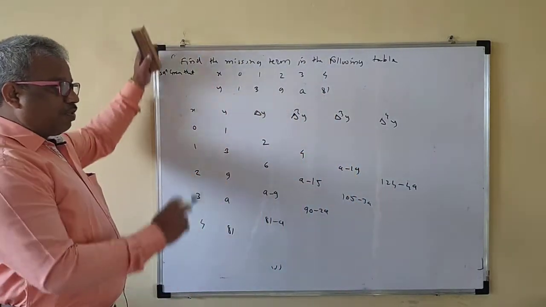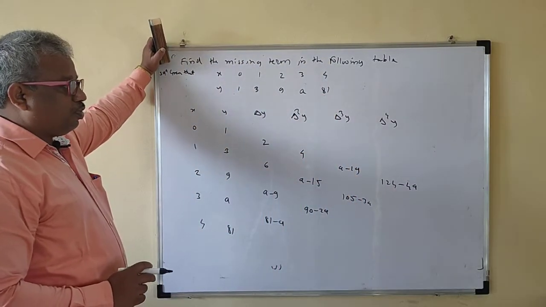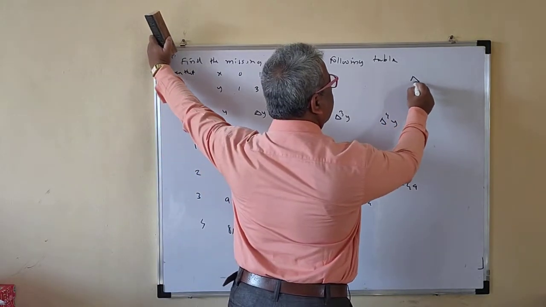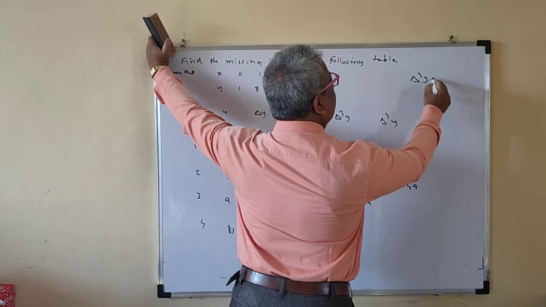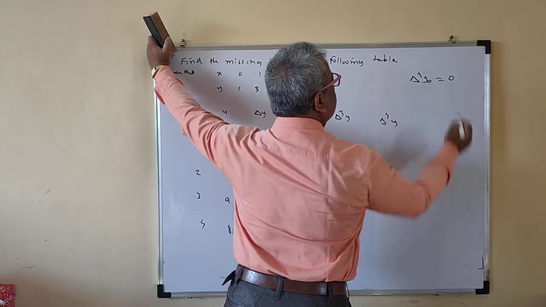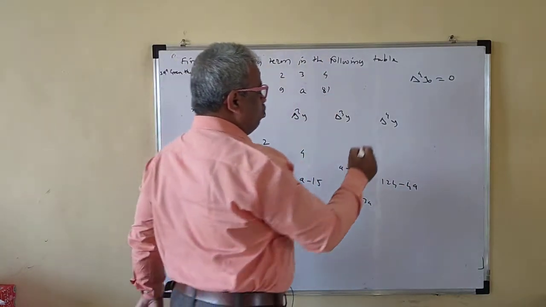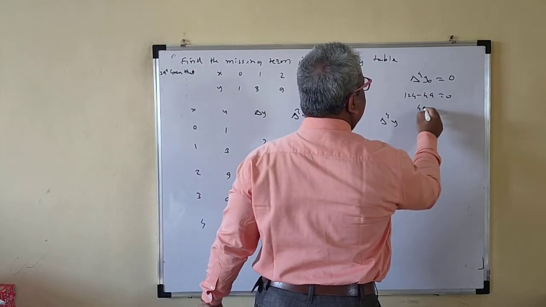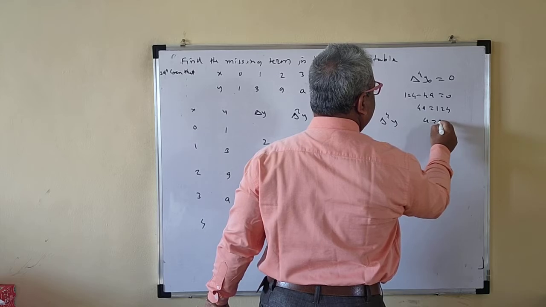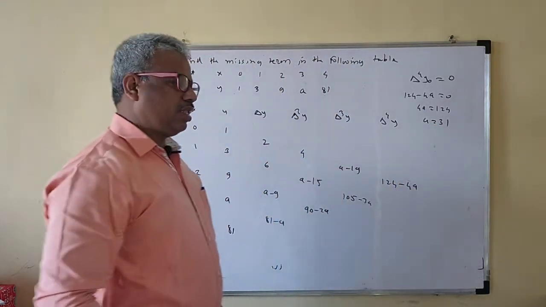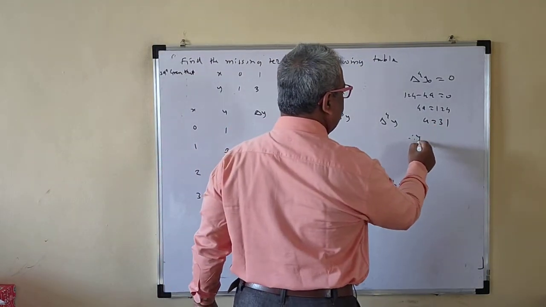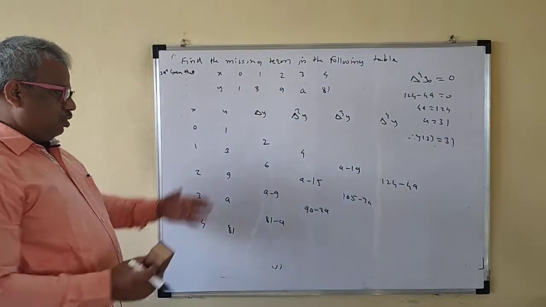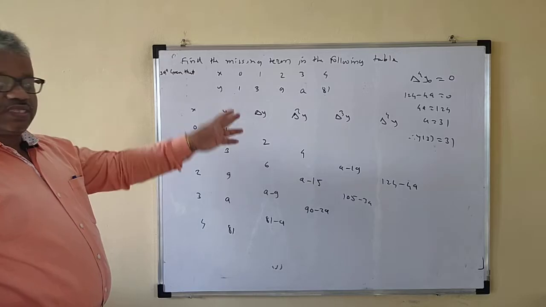Only 4 values are given. Therefore delta to the power 4 y not is equal to 0. So 124 minus 4A is equal to 0, so 4A is equal to 124, so A is equal to 31. Therefore y3 is equal to 31. Without using the difference table we did it as well.